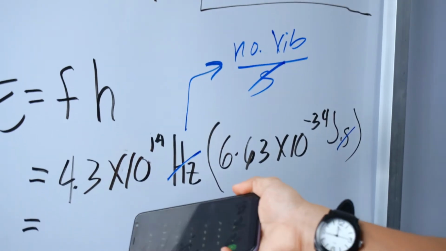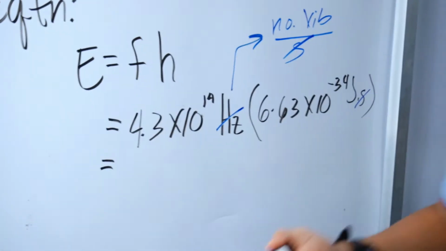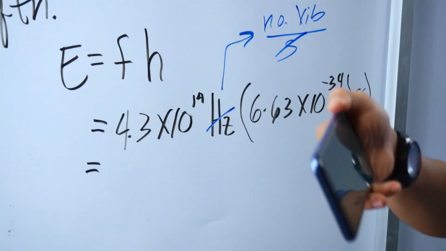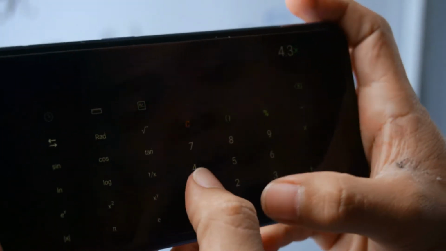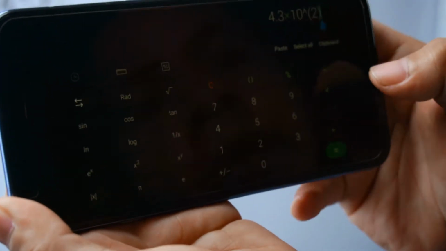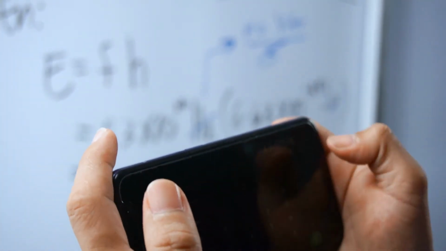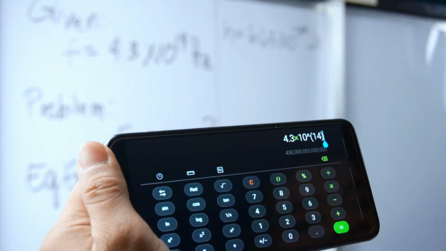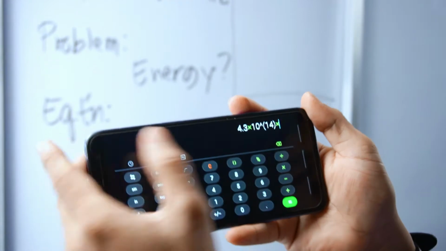We're going to input this value. So, how do we input it, guys? 4.3 times 10 to the power of... we will use the x-squared key instead of power. How many? 14. Okay, 14. So, 4.3 times 10 to the power of 14 hertz times... close parenthesis.